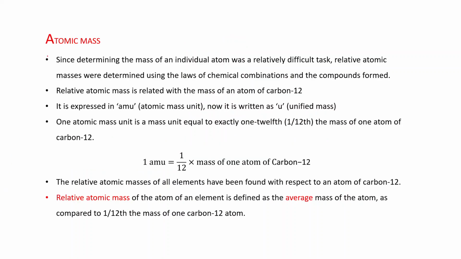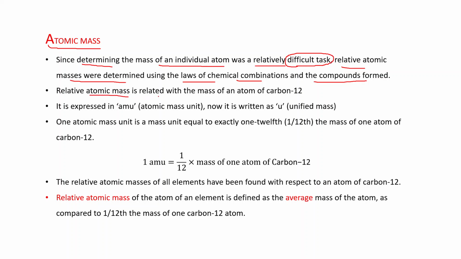First of all, what is atomic mass? Determining the mass of an individual atom was a relatively difficult task. Why was it difficult? Because atoms are very small, and getting an individual atom is again a difficult task. Clear? That's why relative atomic masses were determined using the laws of chemical combinations and the compounds formed.